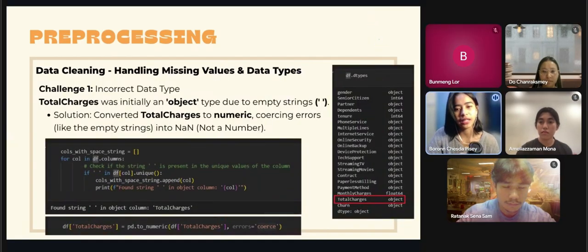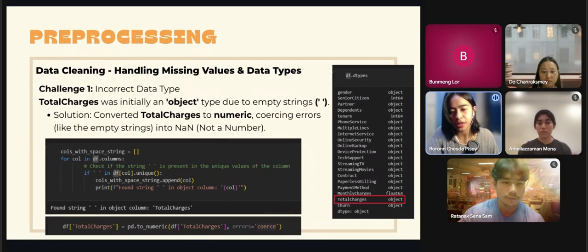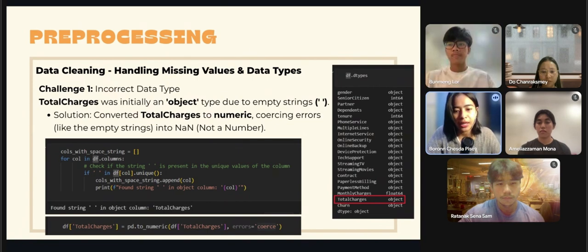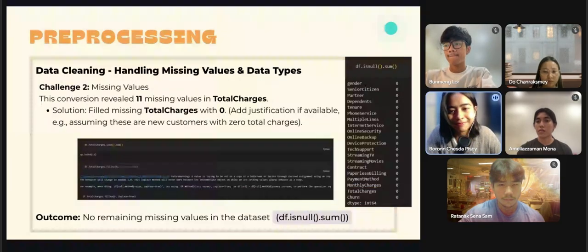And while loading the data, we see some errors that we have to pre-process or fix. The first one was the incorrect data type. As we can see in the picture here, the total charges is in object data type, but it's supposed to be numeric. So firstly, we have to handle that data type by converting it to numeric using coerce.